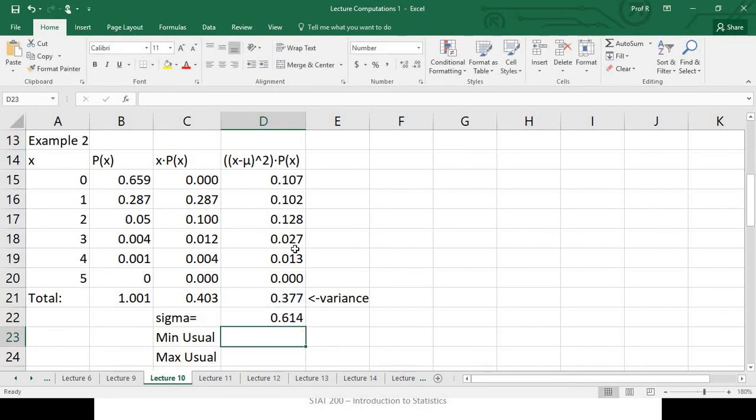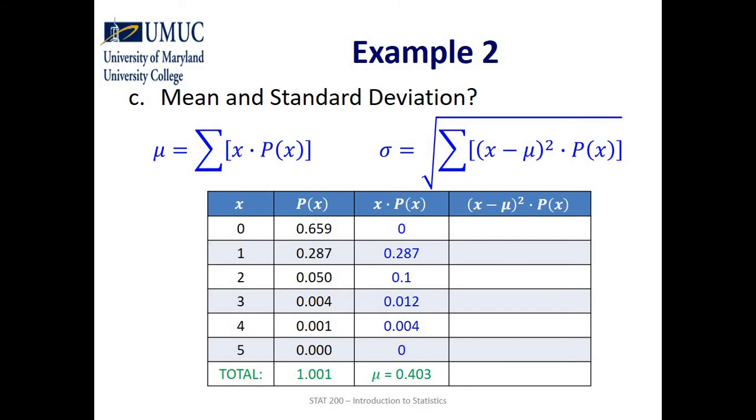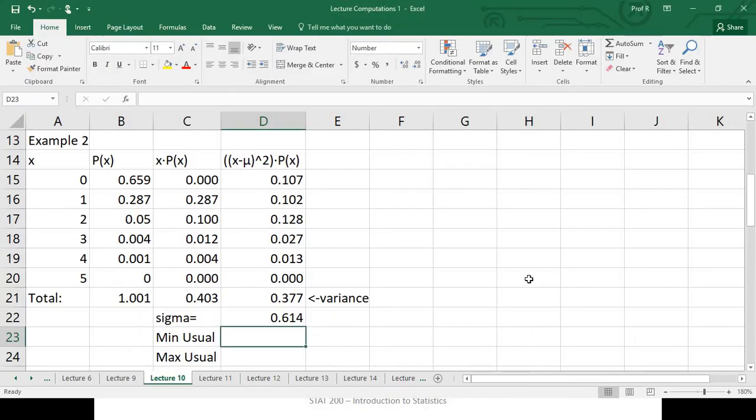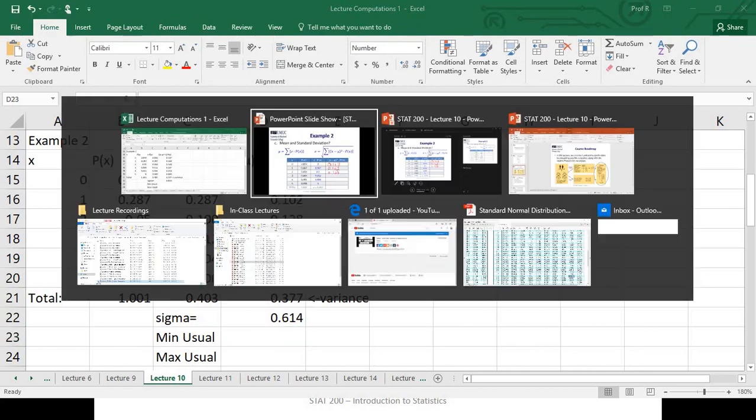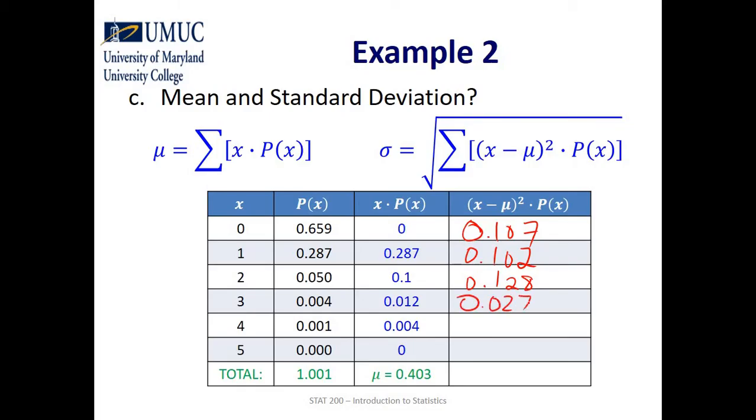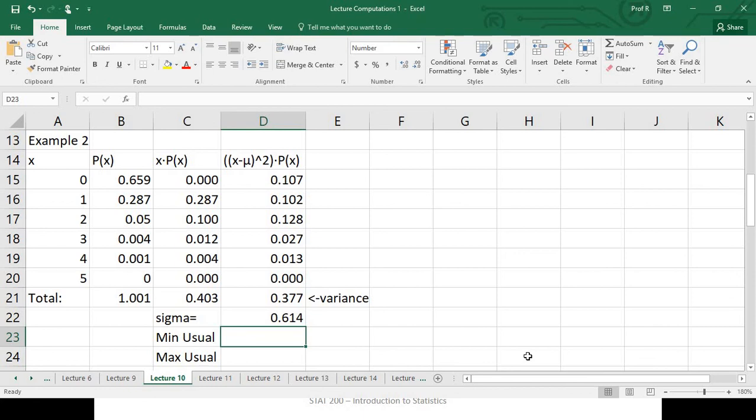All right, so now we have the values we need for our table. 0.107, 0.102, and 0.128. Okay, let's jump back. 0.027, 0.013, and 0. That's not a 6. That last value was a 0. And then we have our summation, which is 0.377.